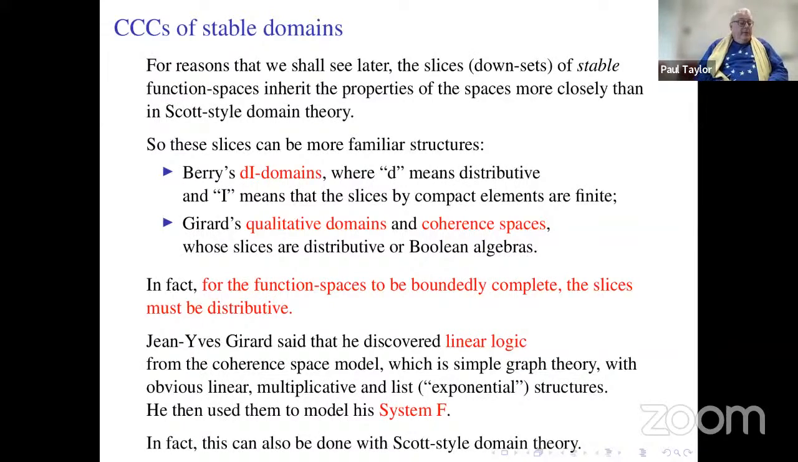And then he went on to use this to model system F. And his account of that interpretation of system F in coherent spaces, you'll find in the appendix A to the book Proofs and Types, where I sort of added some of my own stuff and tried to calculate some of these things. Actually, people then realized that the same things could be done with Scott-style domain theory as well.